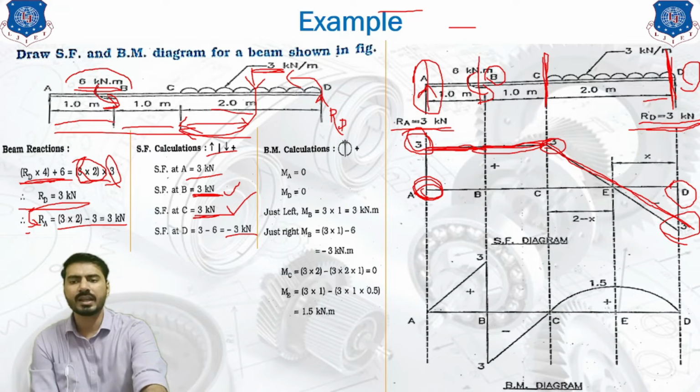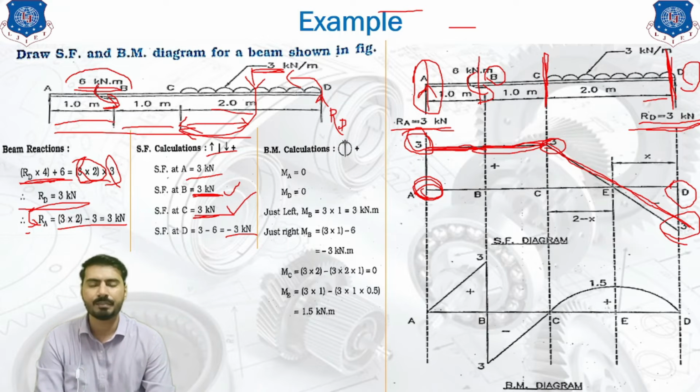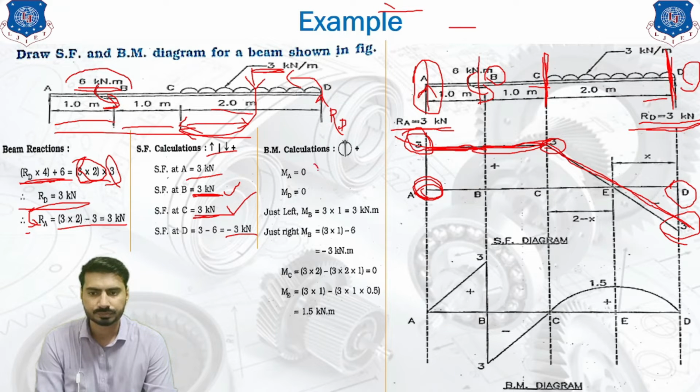Now we will calculate the bending moment calculations. So first of all, we are taking two values of the bending moment at point A and point D as 0. Point A and point D 0.